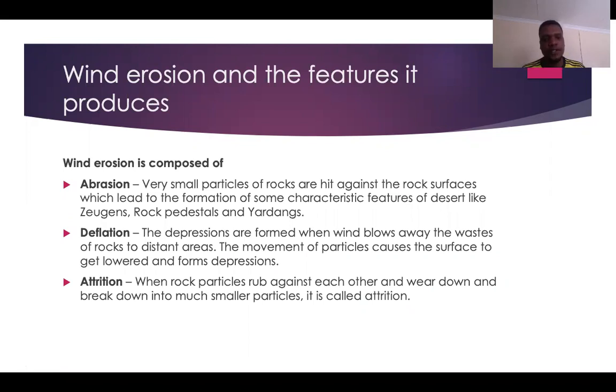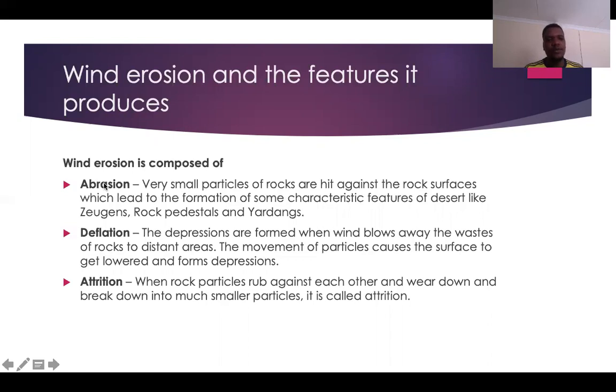Right. Then wind erosion and the features it produces. It's because we have erosion. We have been talking about erosion for quite some time, and most of the time we talk about how it erodes a certain area, and after it is eroded, we also talk about what the landforms are that are formed from this erosion. And we basically also look into the transportation, how the materials are transported in river processes.